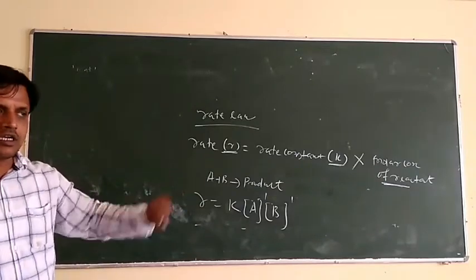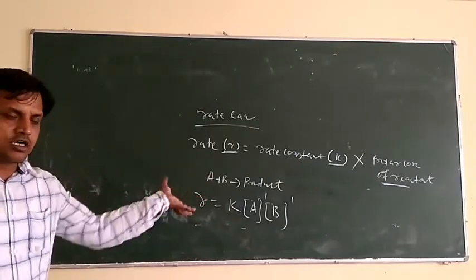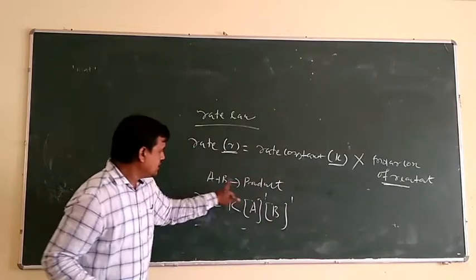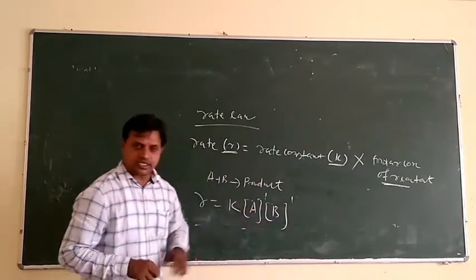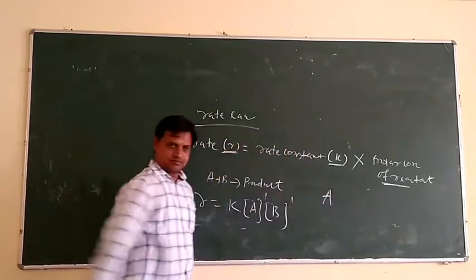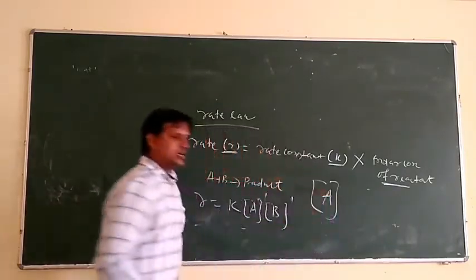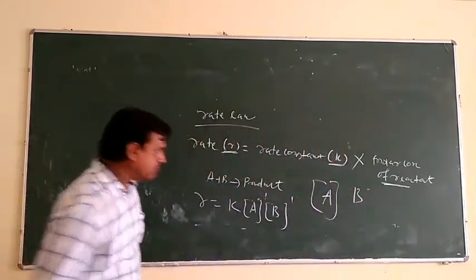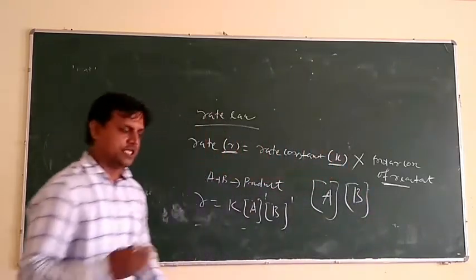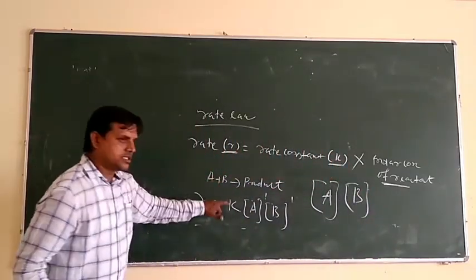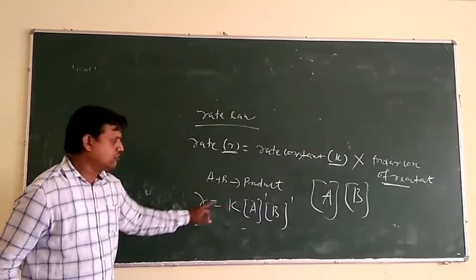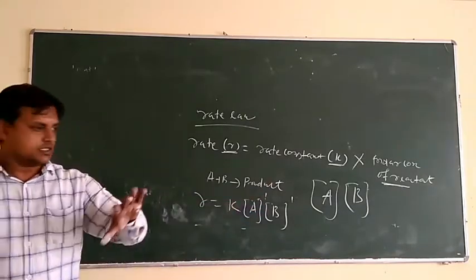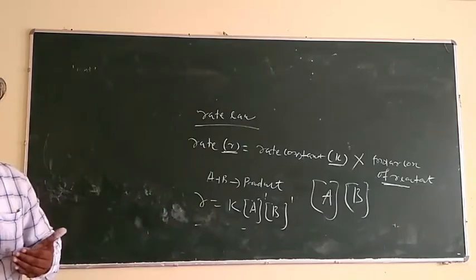So how can you calculate the order? I have told you, order is the sum of the powers, 1 plus 1. Powers of what? Of the reactant molar concentration. A is the reactant, so square bracket of A is the molar concentration of A. B is the reactant, so square bracket of B is the molar concentration of B. Then the rate law for this equation is R, the rate, equals rate constant into A to power 1, B to power 1. This is the rate law.